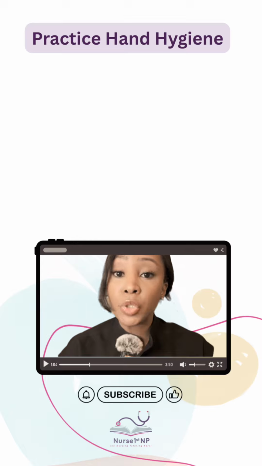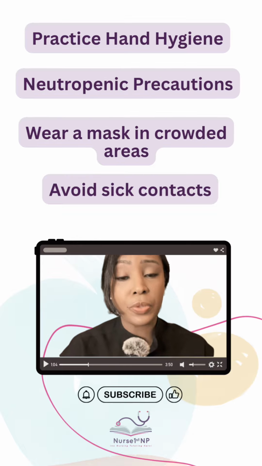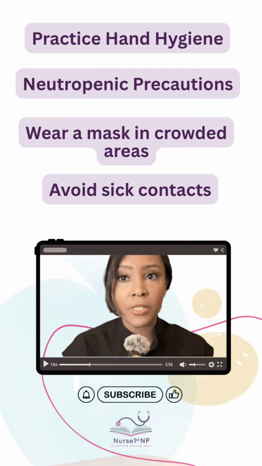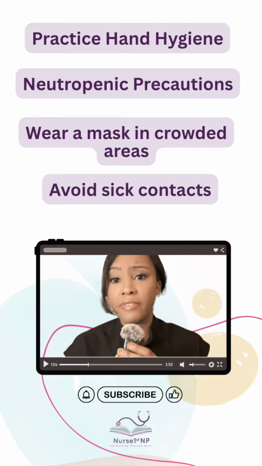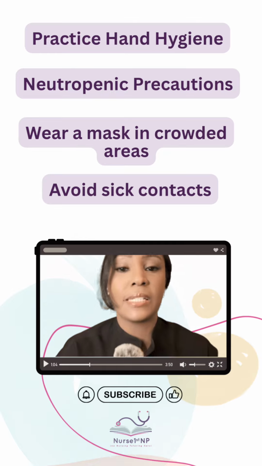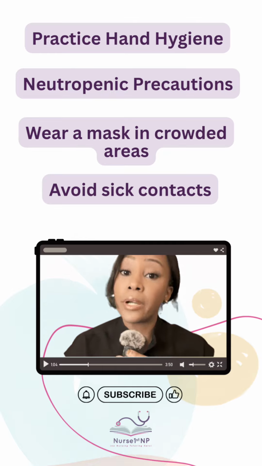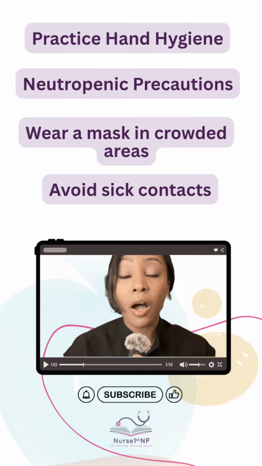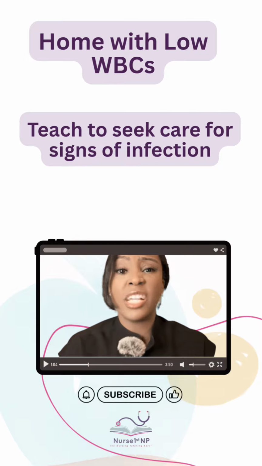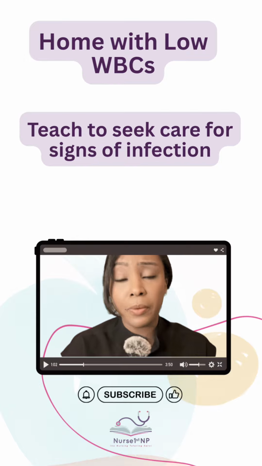They may be placed on neutropenic precautions while they're in the hospital. You will encourage them to wear a mask when they're out and about with others. You will advise them to avoid sick contacts as well as to stay up to date on their vaccinations. So, if they weren't in the hospital and they were at home, you would teach them to seek care fast for signs of infection.